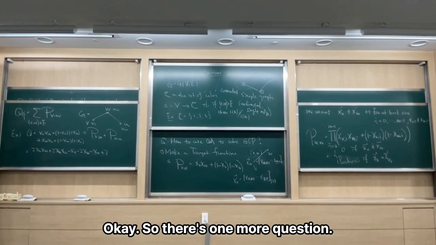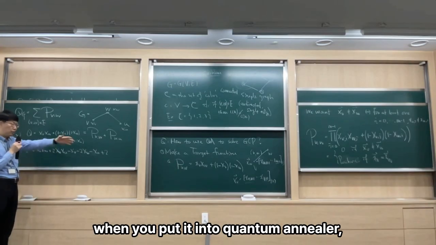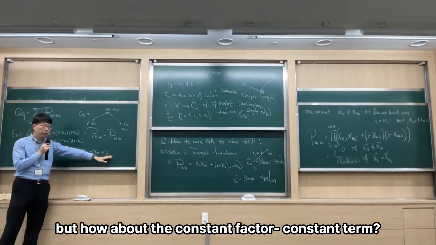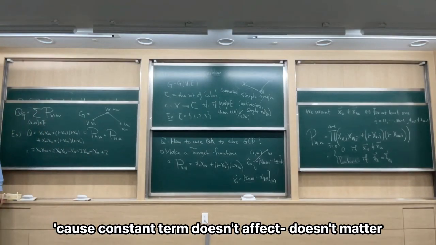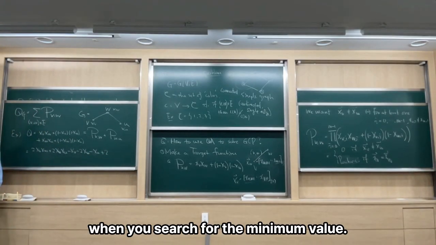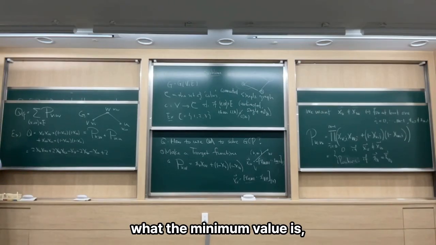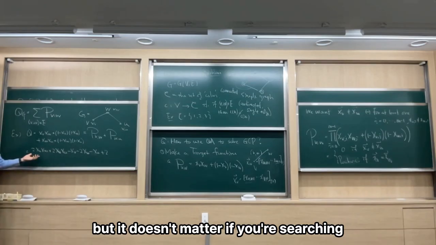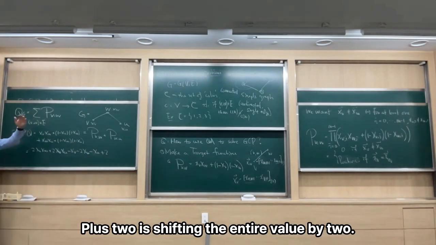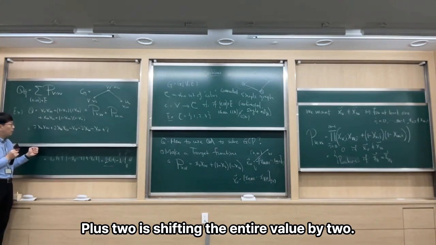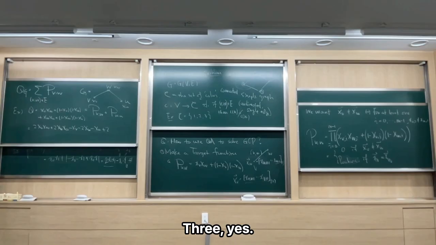Okay, so there's one more question. We have a constant term. We know how to deal with the degree 1 terms when you put them into a quantum annealer, but how about the constant term? Well, you can just ignore the constant term, because it doesn't matter when you search for the minimum. It actually matters when you want to find what the minimum value is, but it doesn't matter if your goal is to find the solution that gives the minimum value, right? The plus 2 is just shifting the entire value by 2. Anyway, so this is our quadratic polynomial. How many variables are there? 3, yes.